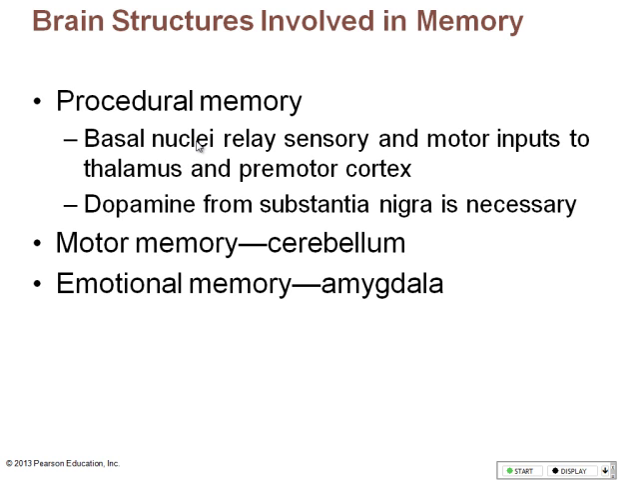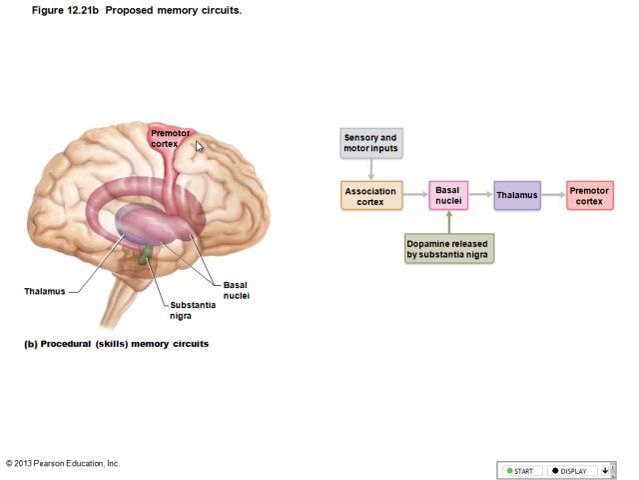So, some of the brain structures involved: basal nuclei, that sensory stuff, that awareness stuff associated with the thalamus and the premotor cortex. Your motor memory, remember your cerebellum is also involved in helping with memory and retention. And then your emotional memory, that amygdala, that's also important in storing memories and forming long-term memories.